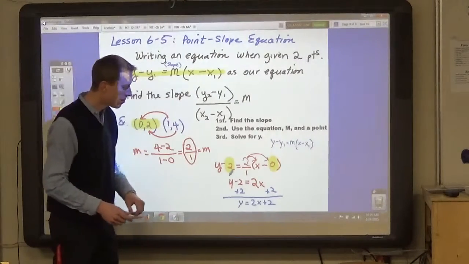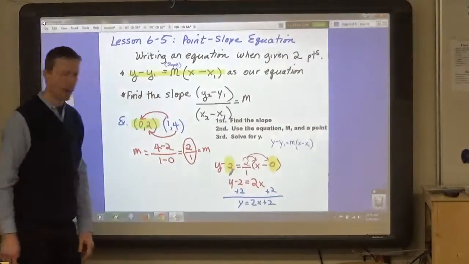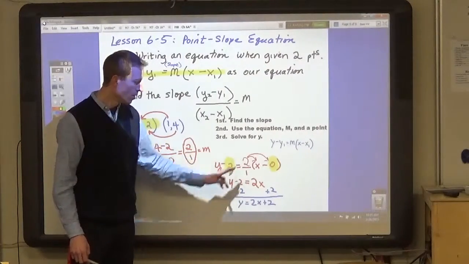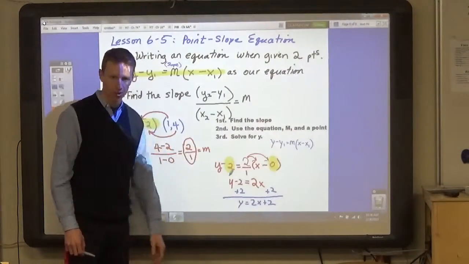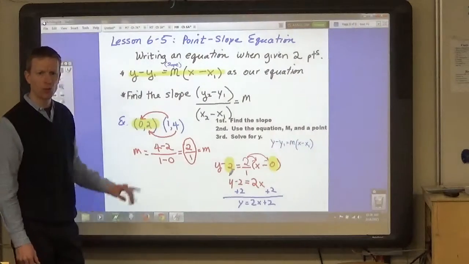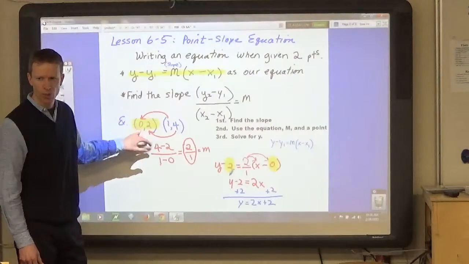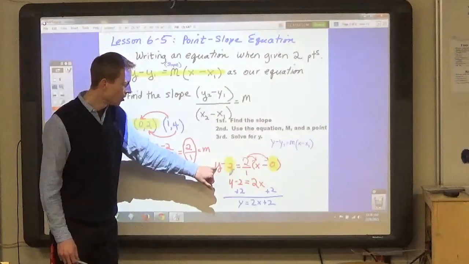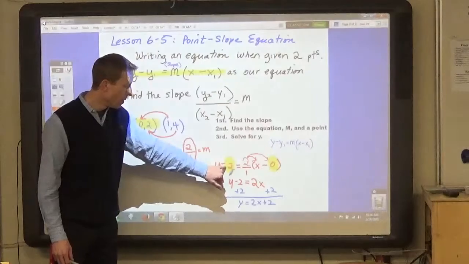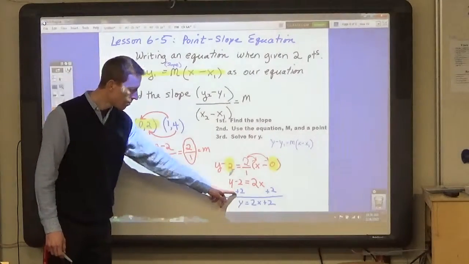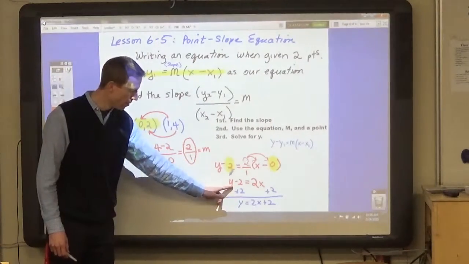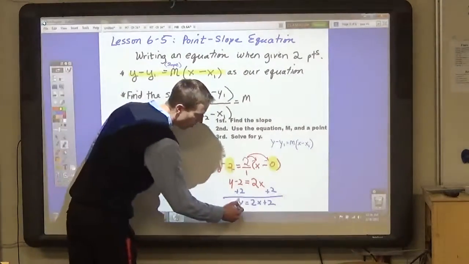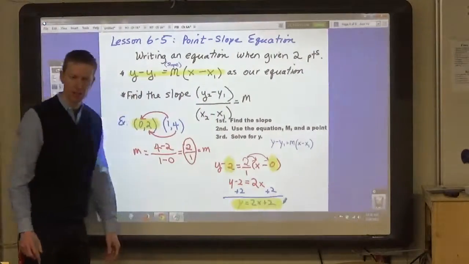Then we have to simplify it. 2 times x is 2x. 2 times negative 0, that's just gone. That's why it's nice to use one of the points with 0 in it. It'll make it easier to simplify. So then y minus 2, in order to get the y by itself, we have to add 2 to both sides. And then what form does our equation end up in?